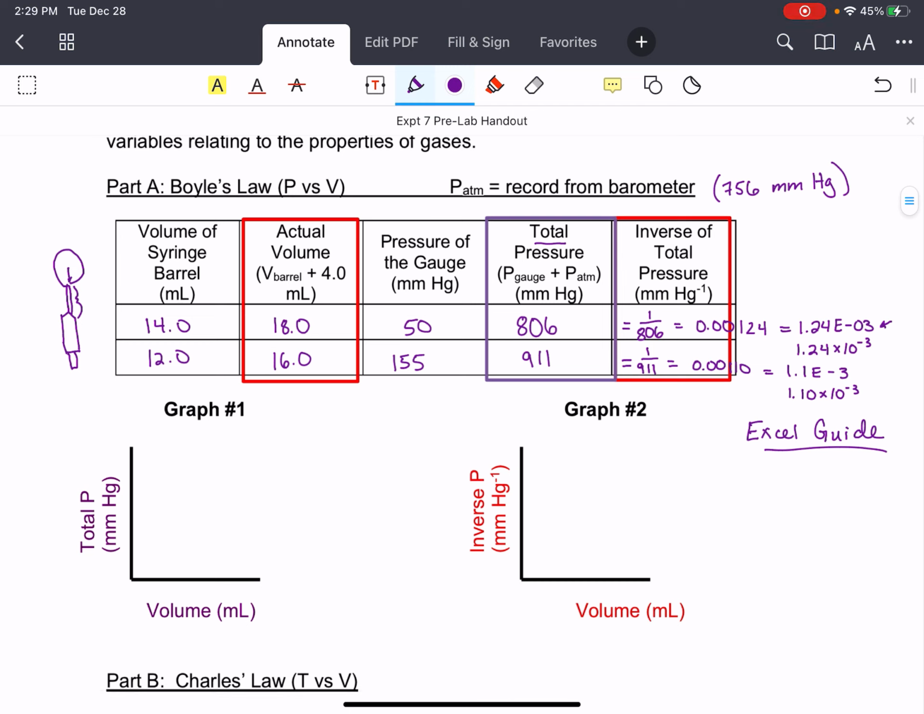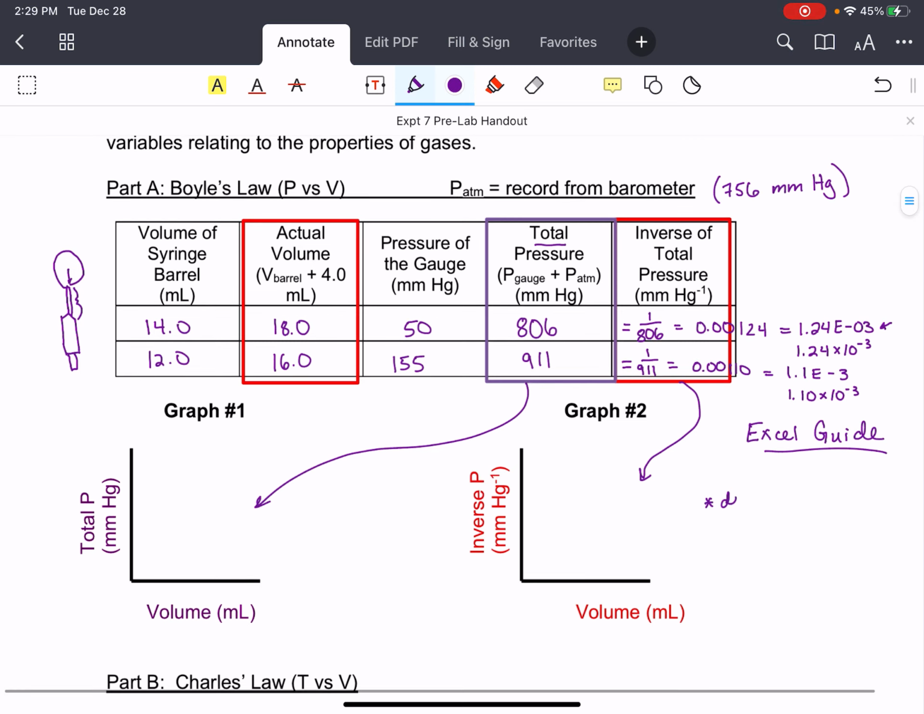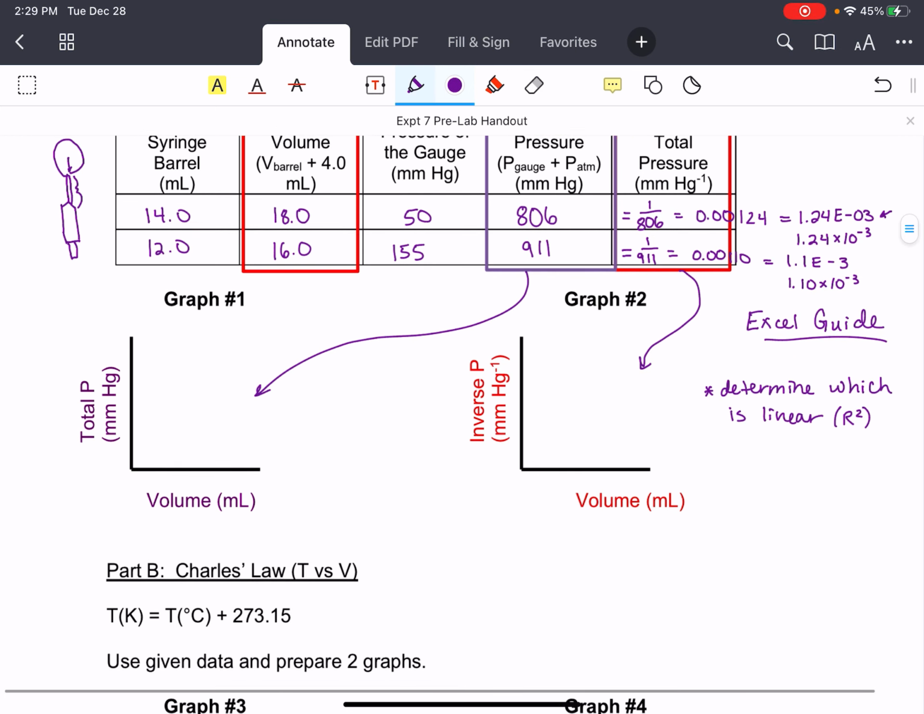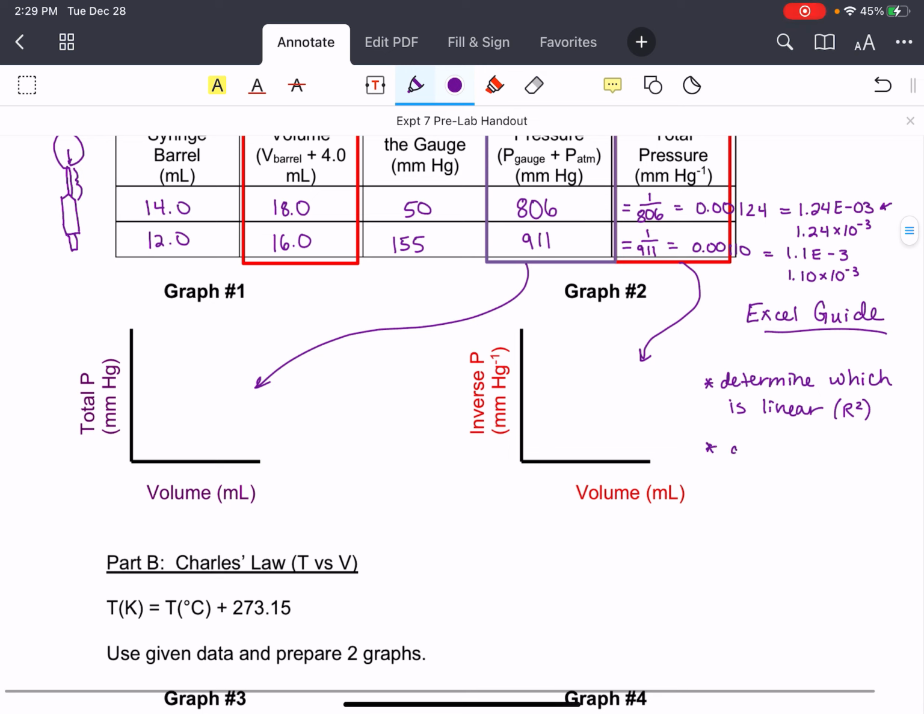So we're going to make two plots for this experiment. One where we have the total pressure versus the volume, and one where we have the inverse total pressure versus the volume. And your job is to determine which is linear. Both of them may look kind of linear, but if you zoom in on your data by changing the axes, you'll be able to see which one is actually linear. Usually the r-squared value may help with this. And the one that's linear will get a trend line. So make sure that you add a trend line to your linear plot.